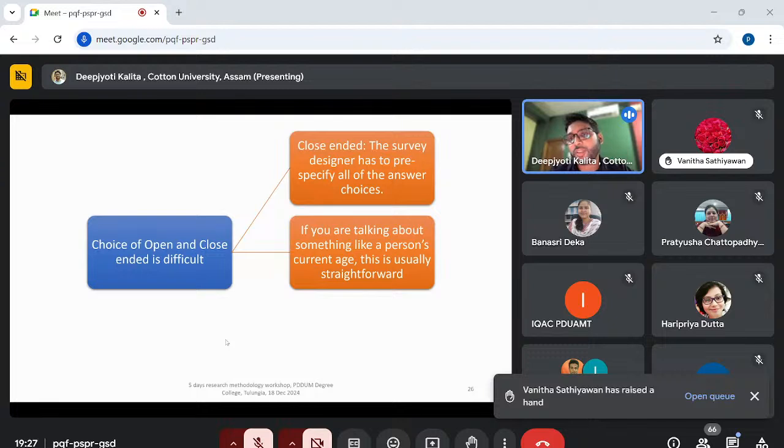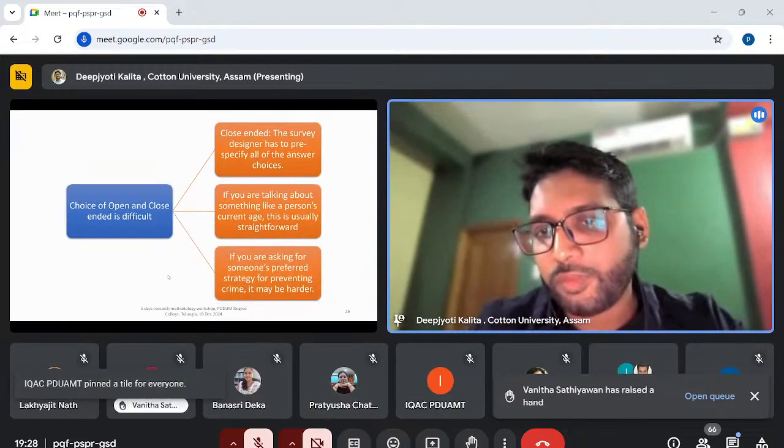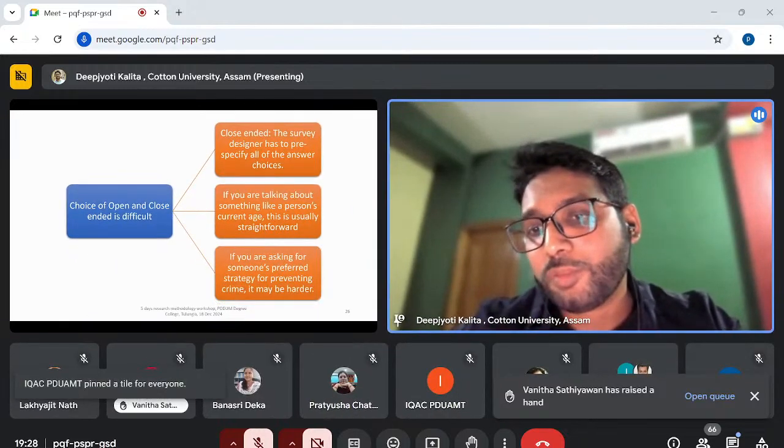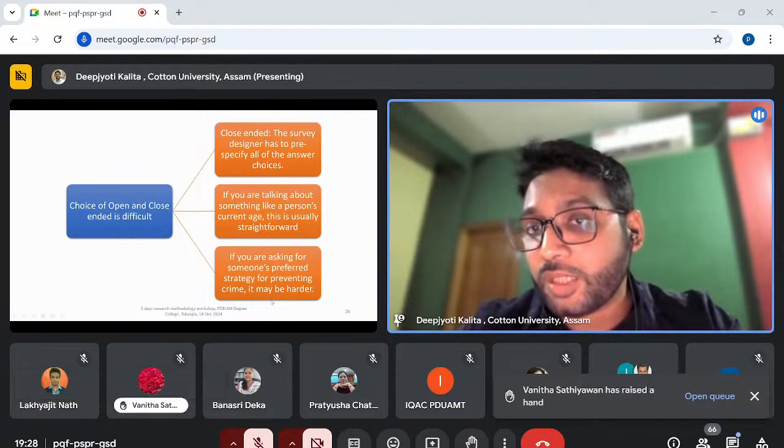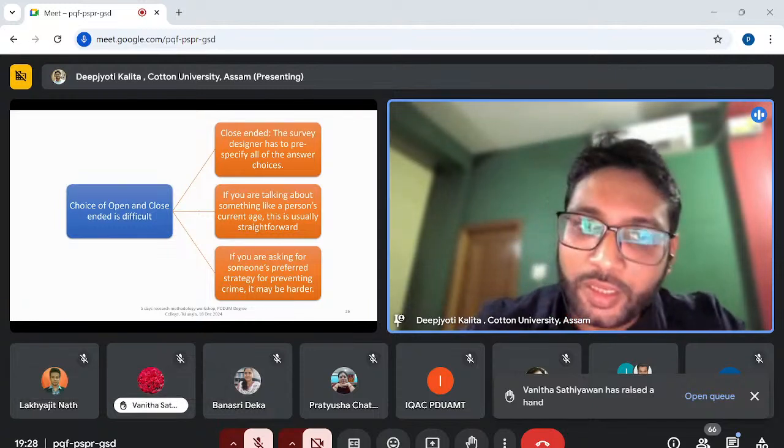If you're talking about something like a person's current age, it is usually straightforward. You can have a close-ended question. But in the same example you have given, if someone asks about someone's preferred strategy of preventing crime, it may be better to go for an open-ended question.